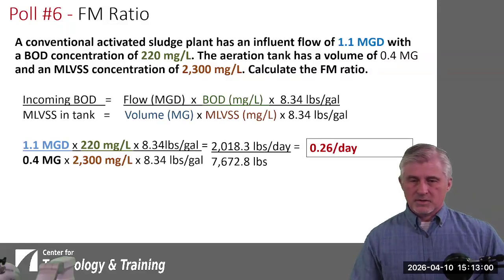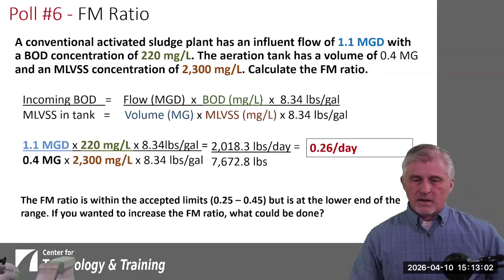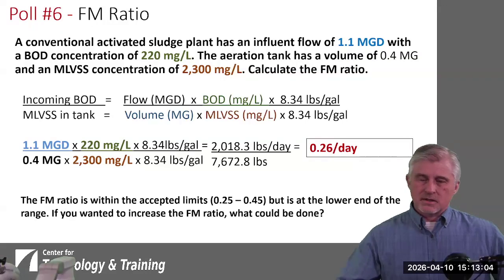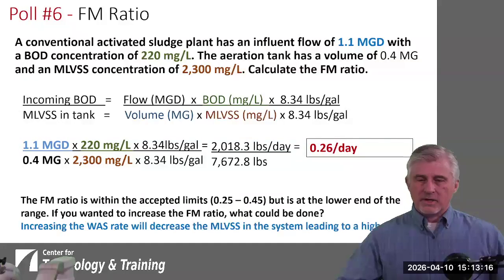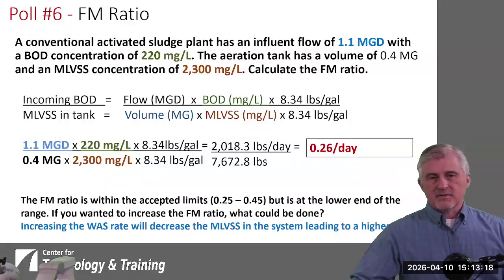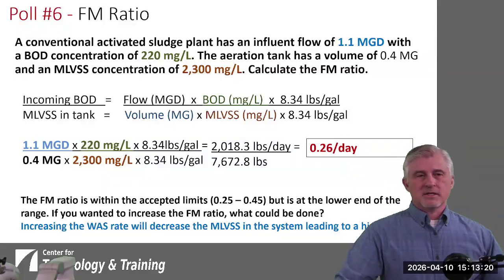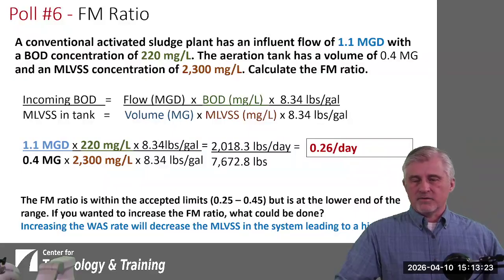And this ratio is within acceptable limits. It is at the lower end, so there might be something going on and some reason to check on the process. If we increase the waste activated sludge rate, that will decrease the MLVSS, which is going to lead to a higher food to microorganism ratio.